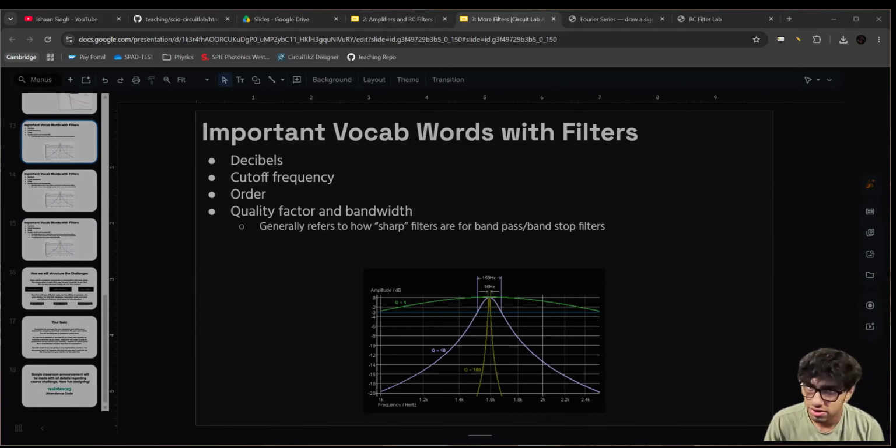So that's the last thing for day 3, basically just a vocab lesson. And yeah, that's that.